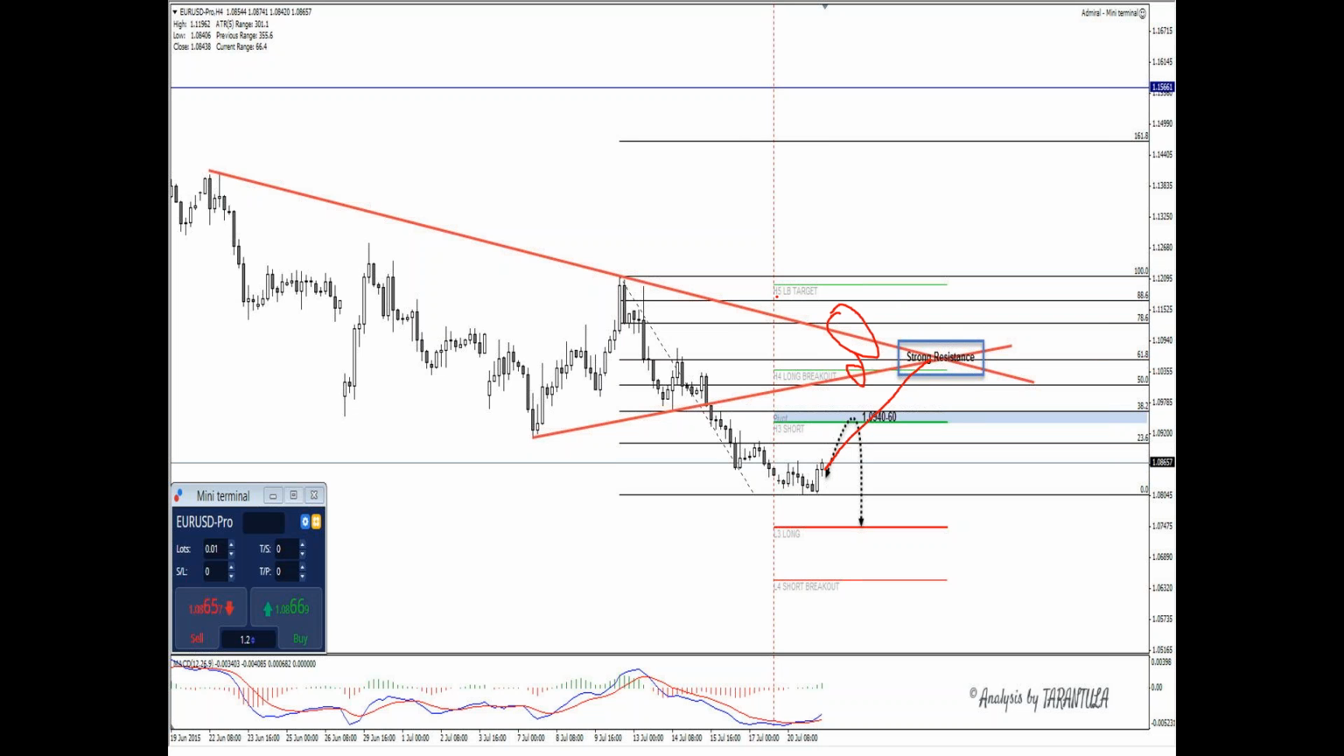Now I'm mentioning it in the context of strong resistance, because when you see that two lines are crisscrossing, usually there is a strong resistance.